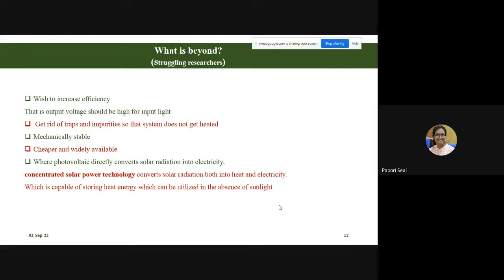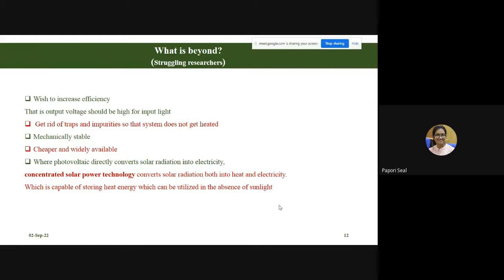Now it should be mechanically stable. If it breaks easily, can we use it? No. So it should be cheaper and widely available. This is actually a major problem. The installation of solar panels is costly, and also it's not very widely available, it's expensive only. So those are things researchers are struggling with.